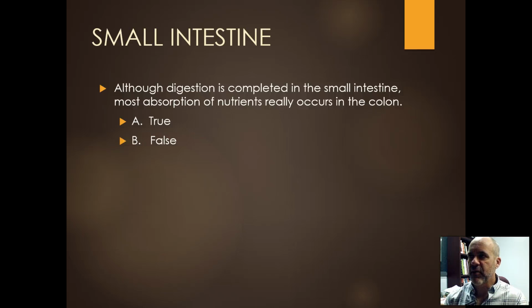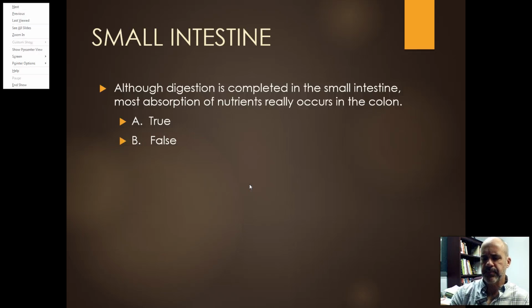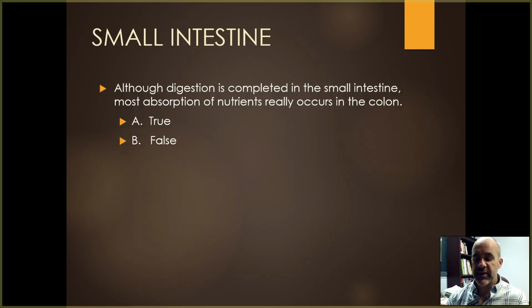All right, another intestine question. Although digestion is completed in the small intestine, most absorption of nutrients really occurs in the colon. All right, so sometimes those true-false questions can sound pretty reasonable. You gotta know your stuff. So as I've been saying earlier, almost all absorption takes place in the small intestine. And y'all, please do not make the mistake of thinking that almost all of your digestive tract is called the stomach. The stomach is a very distinct organ which has its own functions.